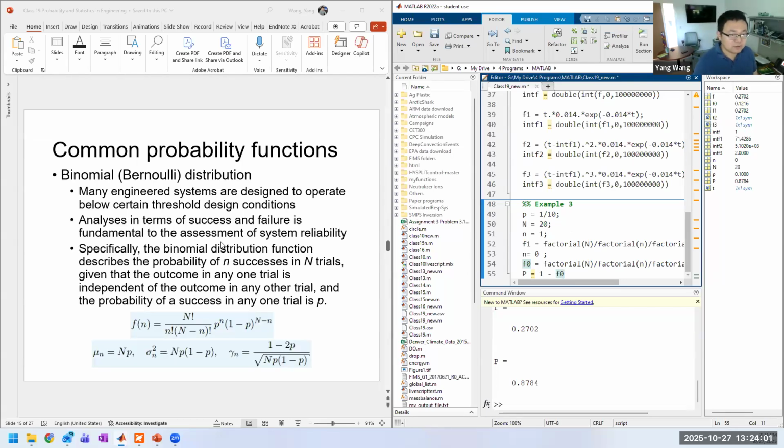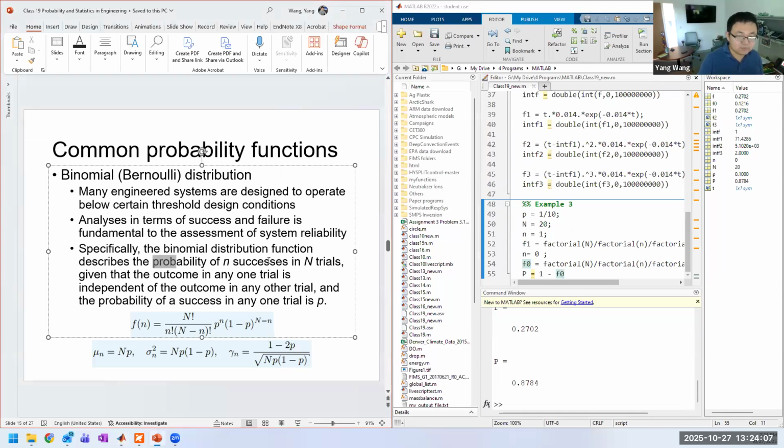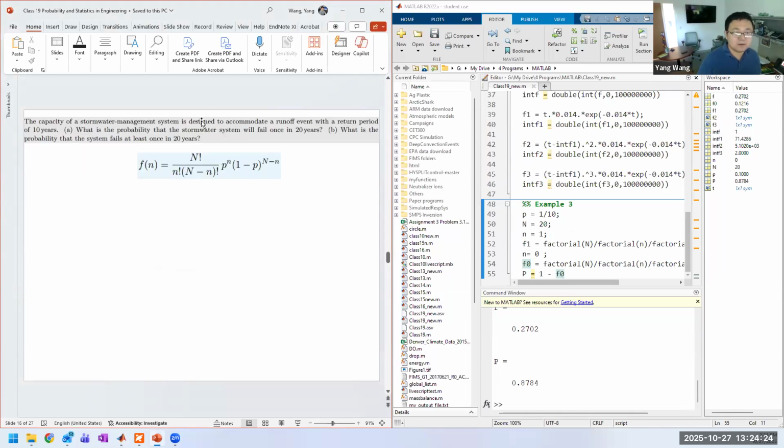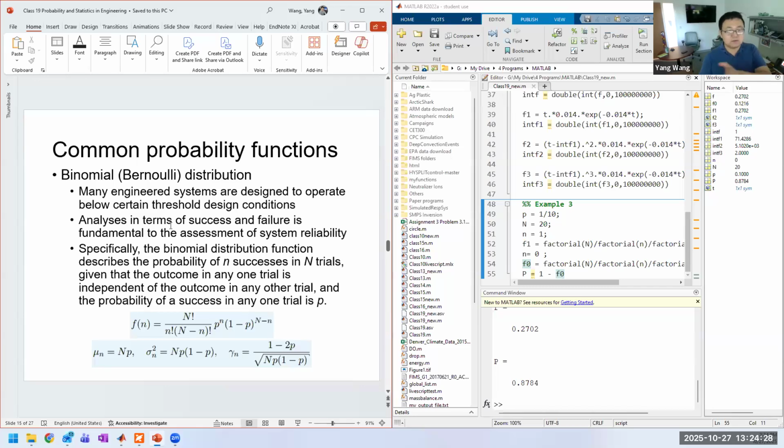Okay, so if we look at the definition here again, specifically the binomial or the Bernoulli distribution function describes the probability of n successes in capital N trials, given that the outcome in any one trial is independent of the outcome in another trial, right? So basically we're talking about the system failing, and then we're replacing the system with a new system that has the same return period, right?